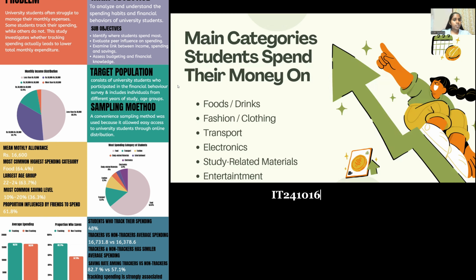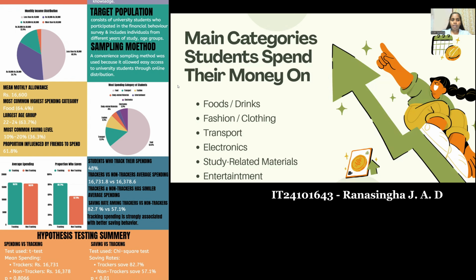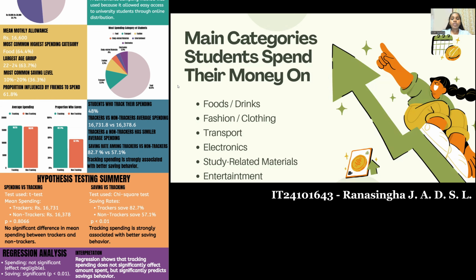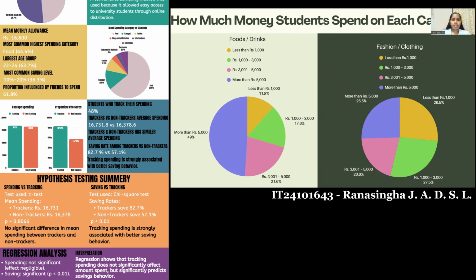Now we can discuss the main categories in which students spend their money. First, we found that students spend their money on six main things. They are food and drinks, fashion and clothes, transport, electronics, study-related materials, and entertainment. Now we can see how much money students spend on each category. Food is the most important category. Almost half of all students spend more than 5,000 rupees on food and drinks every month.